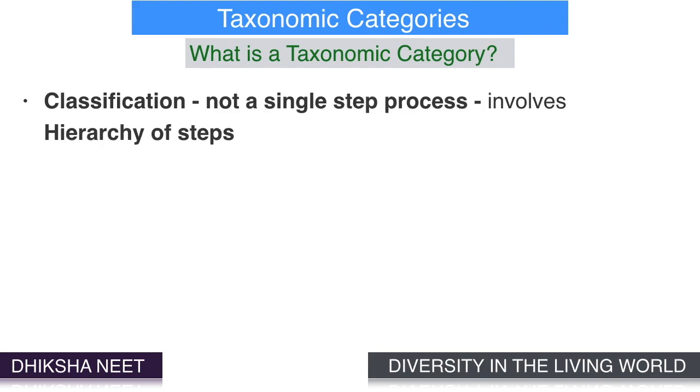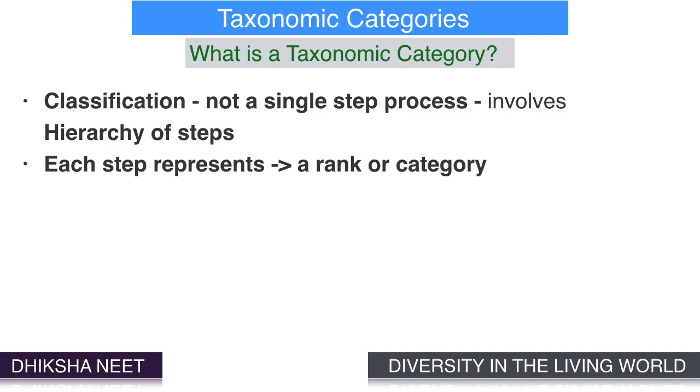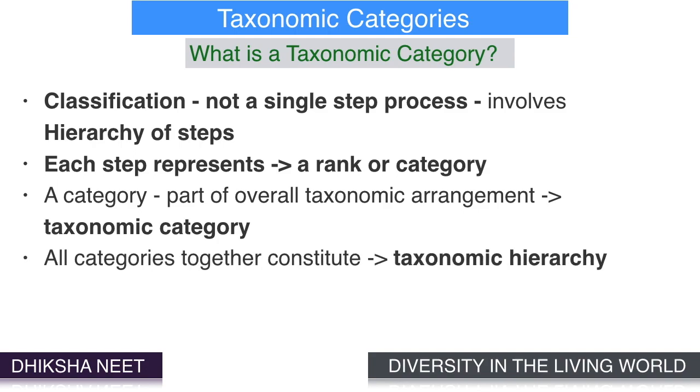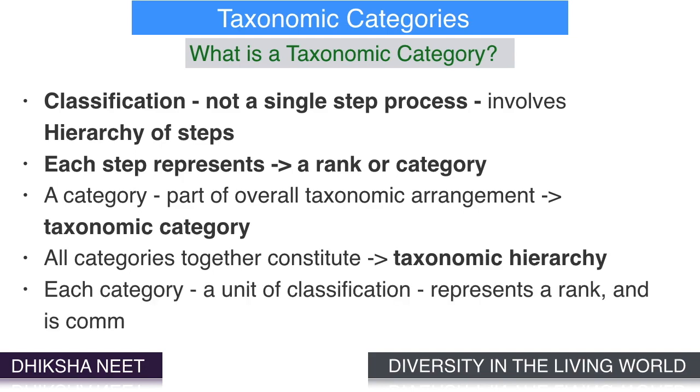Classification is not a single-step process, but involves hierarchy of steps, in which each step represents a rank or category. Since the category is a part of overall taxonomic arrangement, it is called the taxonomic category, and all categories together constitute the taxonomic hierarchy. Each category, referred to as a unit of classification, in fact, represents a rank, and is commonly termed as taxon or taxa.